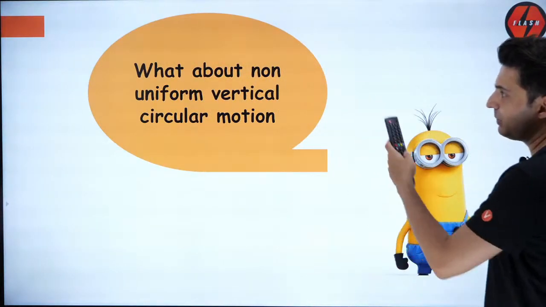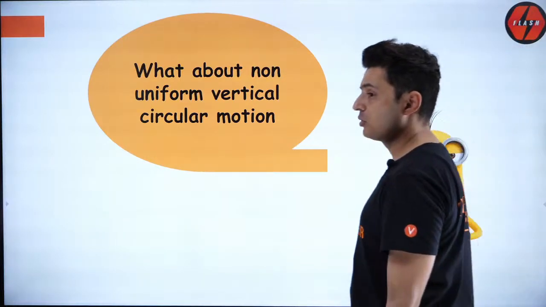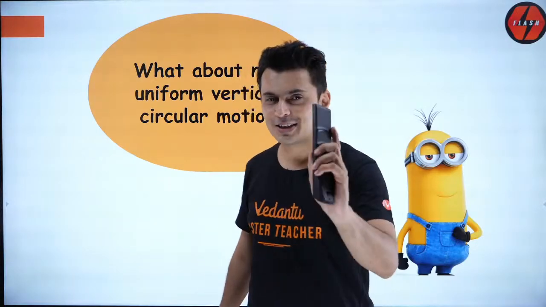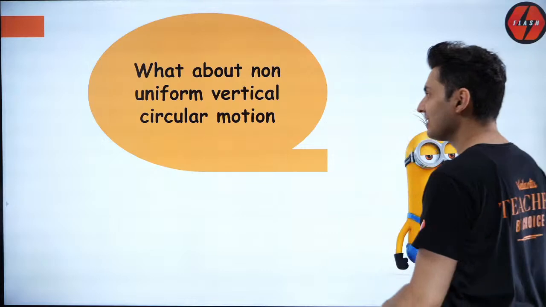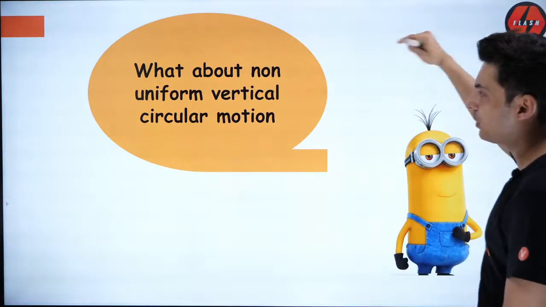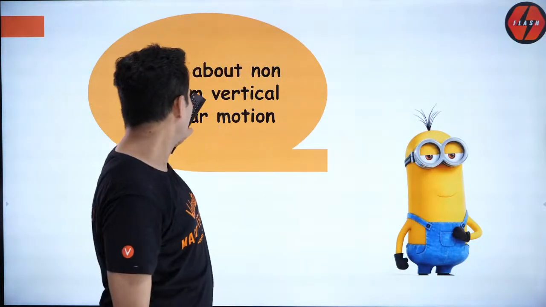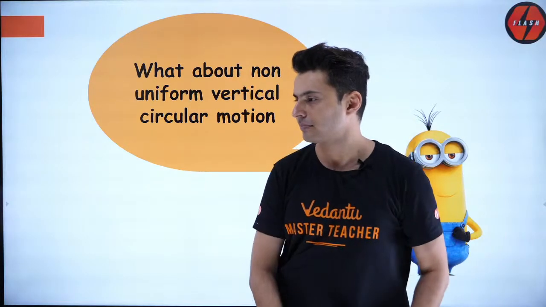And Pandu is back, and Pandu is asking us, what about non-uniform vertical circular motion? A lot of people have problems in this. I have some crazy situations which I'm going to show you, and you'll be really amazed. So let's talk about vertical circular motion, which is non-uniform. Now, why is vertical circular motion non-uniform? Any guesses? Why has the word non-uniform been used in vertical circular motion? Can you guess?